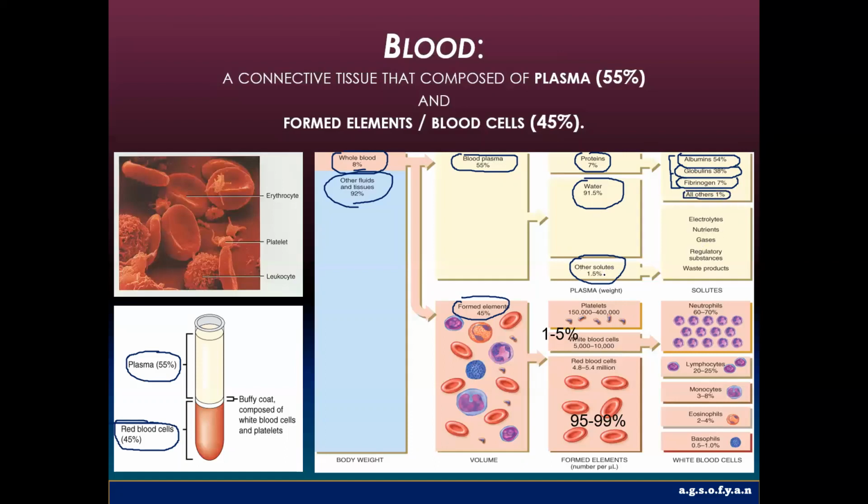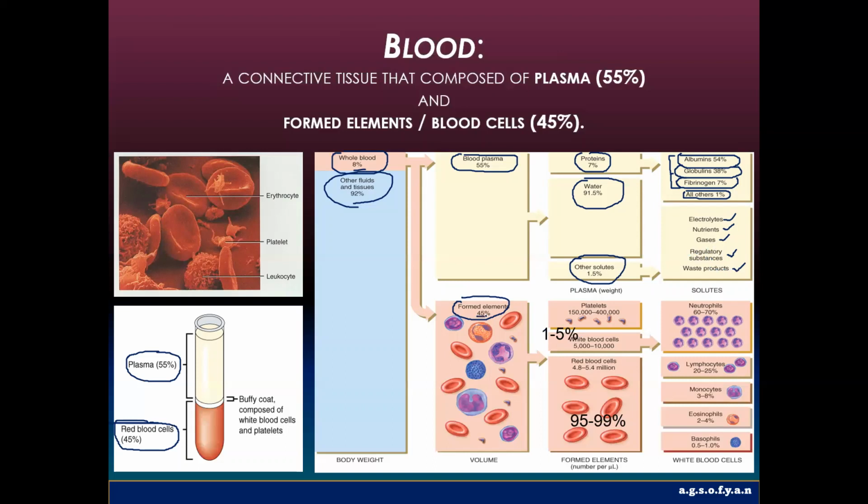And then for the other substances, about 1 or 2%, there may be electrolytes like sodium, potassium, calcium, chlorides, nutrients like glucose and amino acids, and then gases, oxygen and carbon dioxide, and regulatory substances. There are some proteins used for regulation of blood pressure, and waste products like ammonia, urea, and creatinine. These are part of the blood plasma.